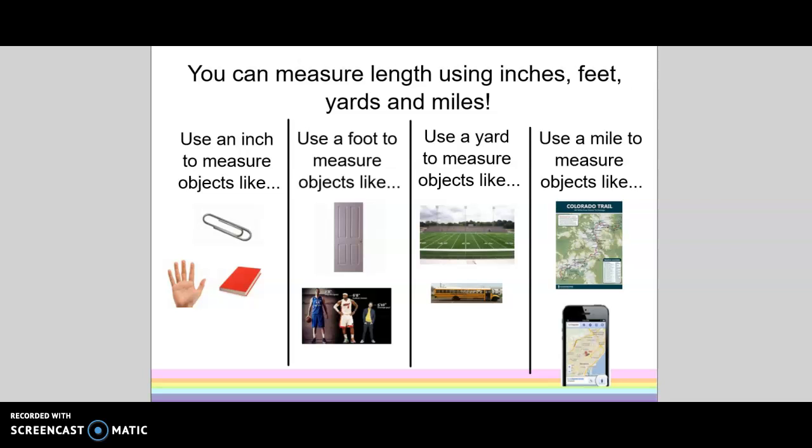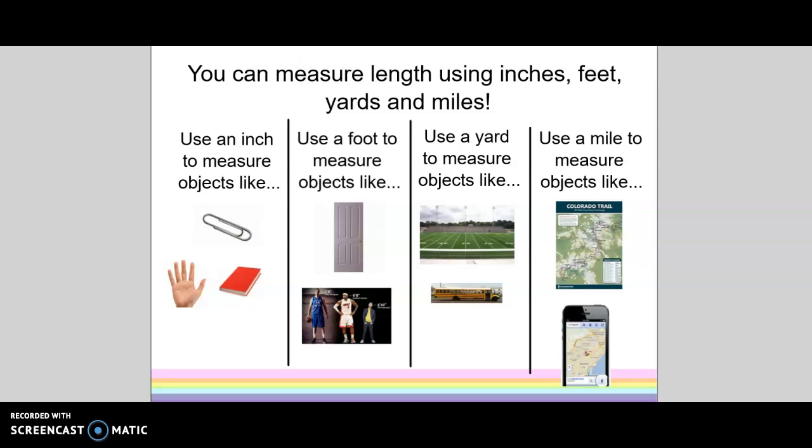Just to refresh, you can measure length using inches, feet, yards, and miles. It is most appropriate to use an inch to measure smaller objects like a paper clip, a book, your hand. You would use a foot to measure objects like a door or people. We talk about our own heights in feet. And you would use a yard to measure something like a football field.